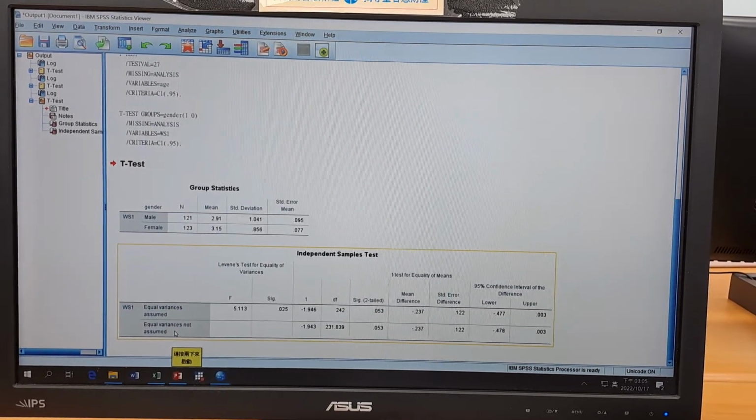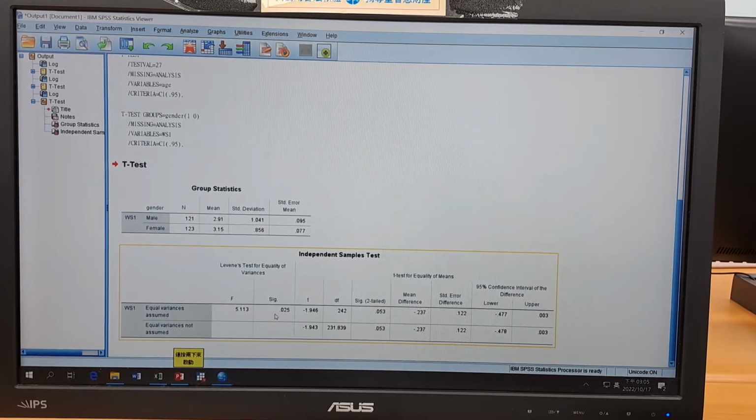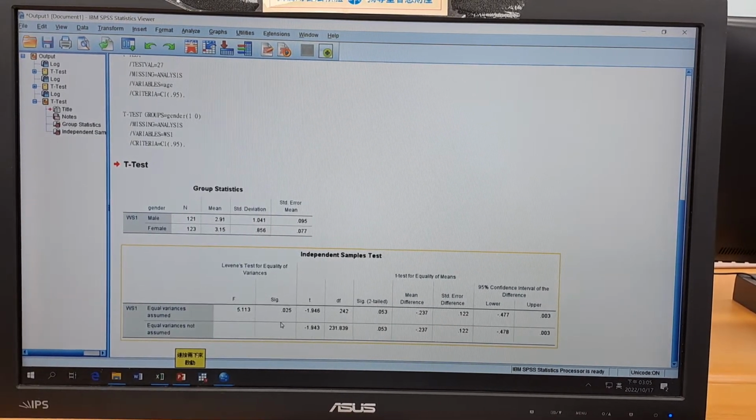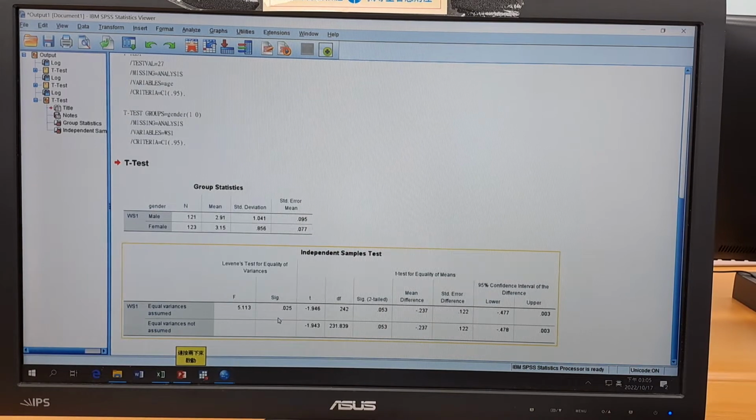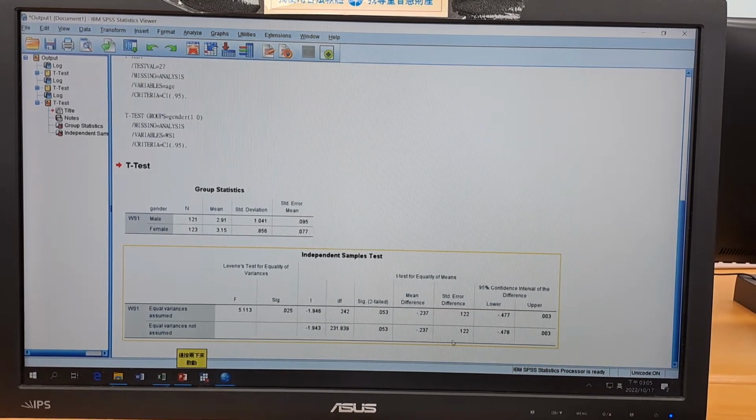Let me say this again. If you see this number is significant, you need to read the second row.